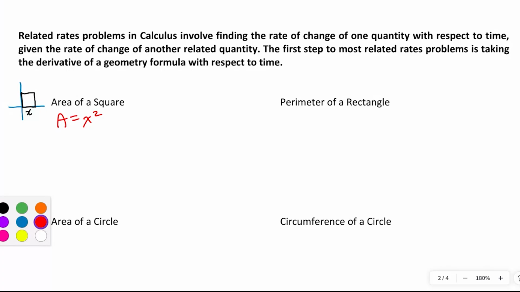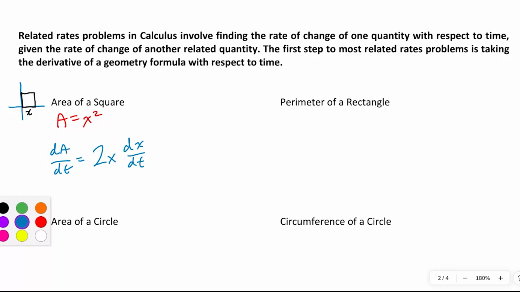So if I differentiate this with respect to time, I'm going to get the derivative of area with respect to time equals 2x times the derivative of x with respect to time. In other words, however long the side length is, the rate that the area changes depends on x, but is also related to the rate at which the side length is changing.